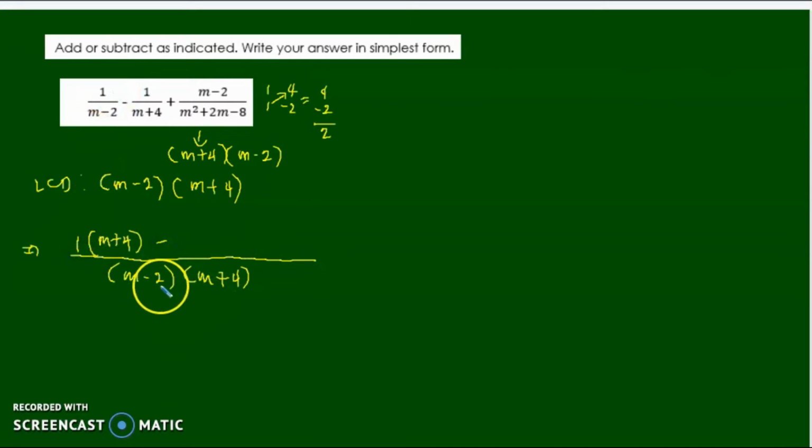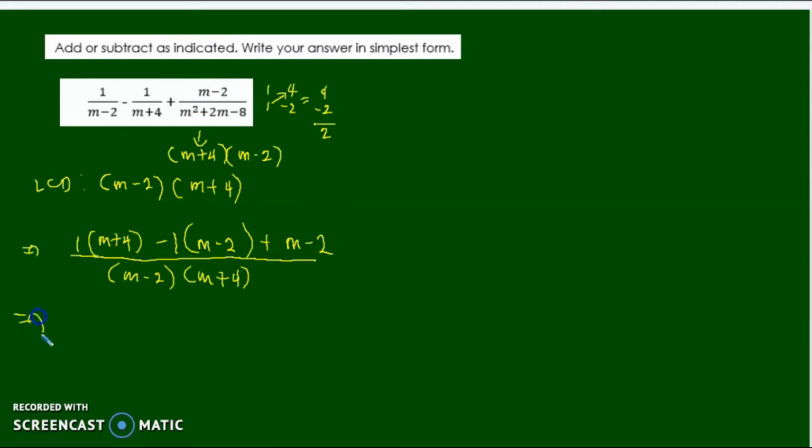minus LCD divided by m plus 4. So, m plus 4 magka-cancel. So, matitira is m minus 2 multiplied by 1. Okay? Then plus LCD divided by the denominator. So, cancel m plus 4, cancel m minus 2. That one equals 1. Then, times m minus 2 equals m minus 2.